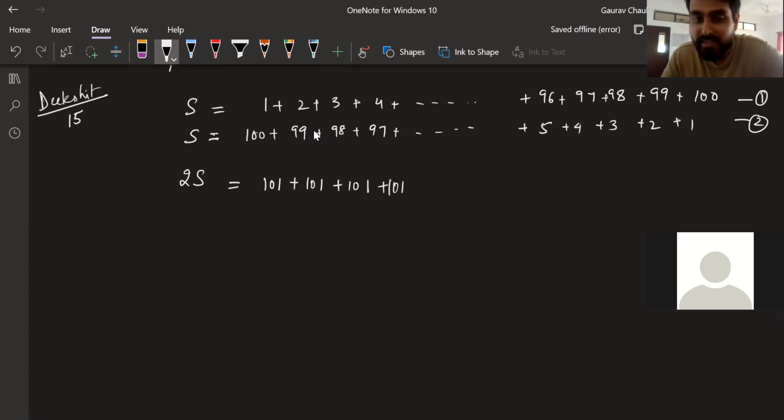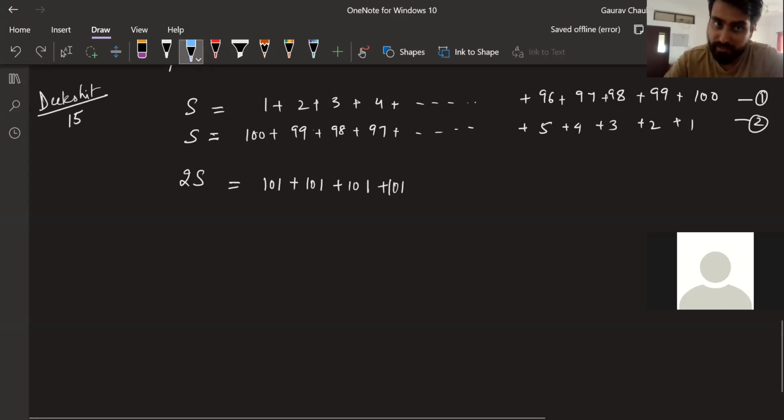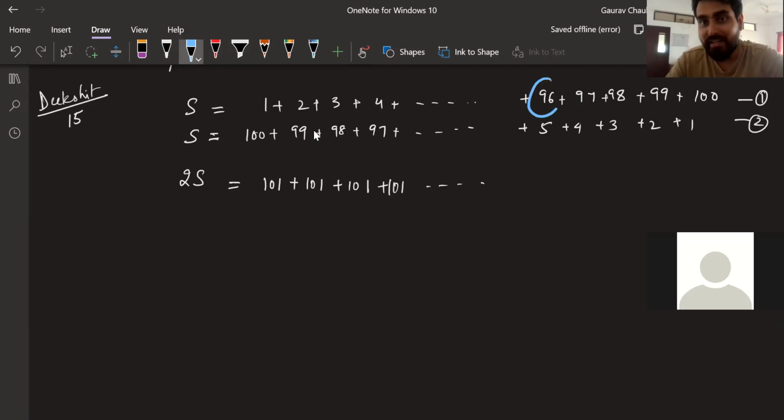Now each term, if I add with its mirror term, I'm just using like a normal English thing, like from the end, what is first? This is first from beginning, first from end. When I'm adding that, I'm getting 101. Second from beginning, second from end, again 101. Third from beginning, third from end, again 101. Like this, if I continue, 96th from beginning, 96th from end, I will again get 101.